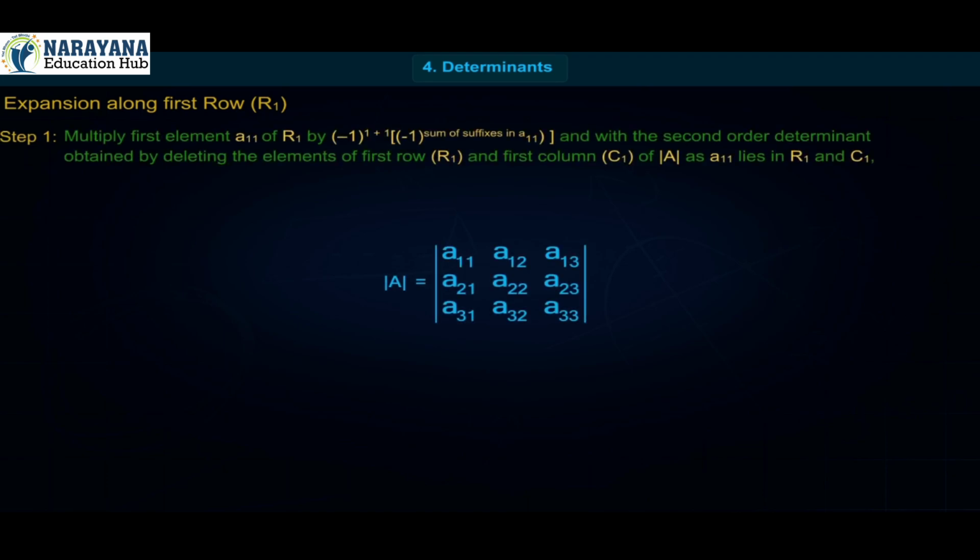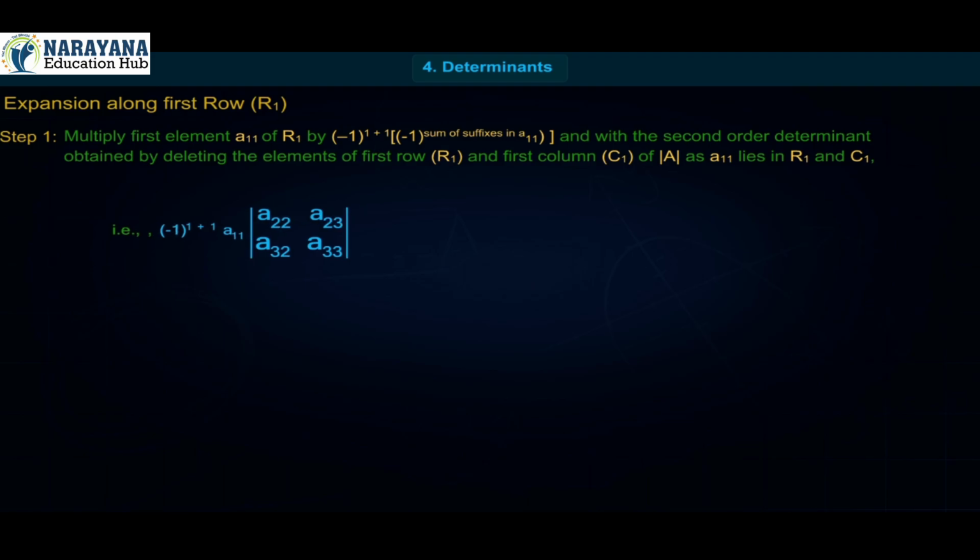Step 1. Multiply the first element a11 of R1 by (-1) raised to 1 plus 1, that is (-1) raised to the sum of suffixes in a11, and with the second order determinant obtained by deleting the elements of first row R1 and first column C1 of the determinant of A, as a11 lies in R1 and C1. That is, (-1)^(1+1) into a11 into the determinant |a22 a23; a32 a33|.